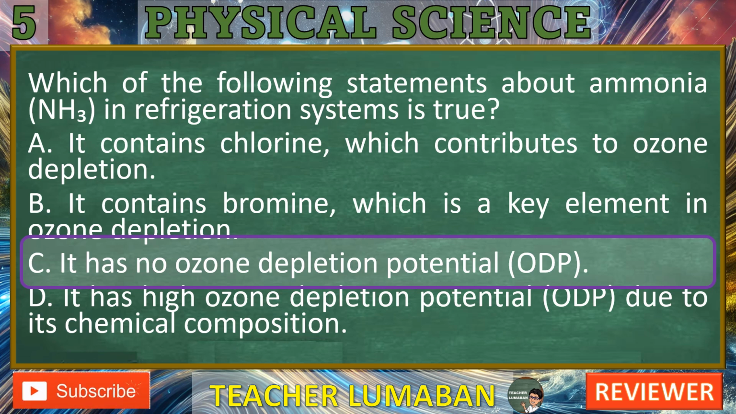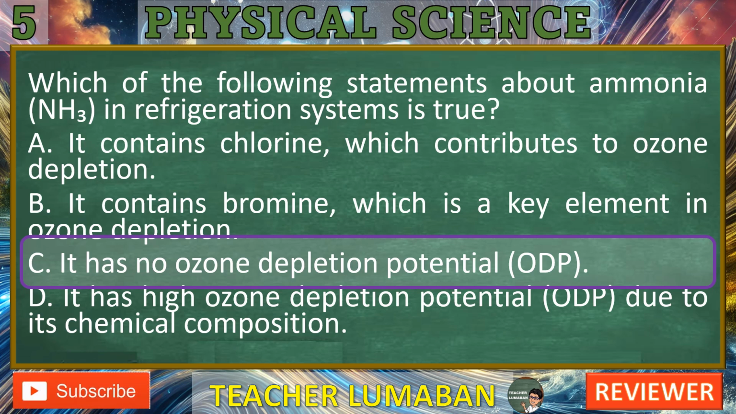B. It contains bromine, which is a key element in ozone depletion. This is also false. Ammonia does not contain bromine, which, like chlorine, is present in some compounds that contribute to ozone depletion. Bromine is found in certain halogens, not in ammonia.